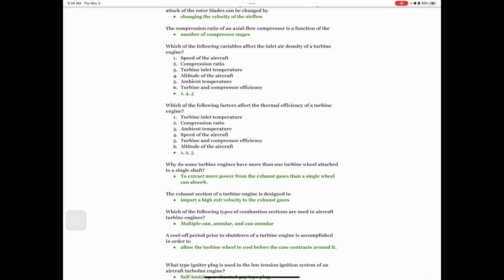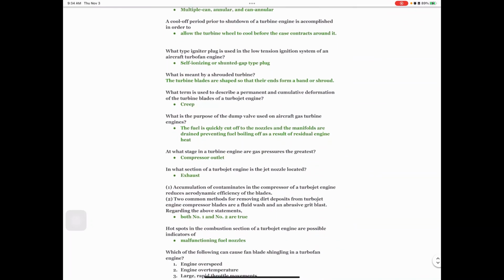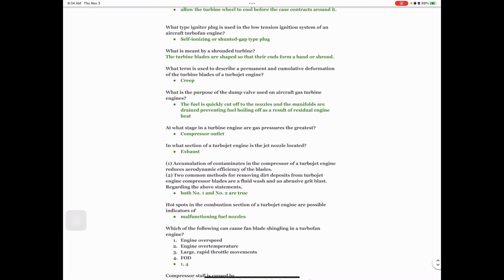What type igniter plug is used in the low-tension ignition system of an aircraft turbofan engine? Self-ionizing or shunted gap type plug. What is meant by a shrouded turbine? The turbine blades are shaped so that their ends form a band or shroud. What term is used to describe a permanent and cumulative deformation of the turbine blades of a turbojet engine?